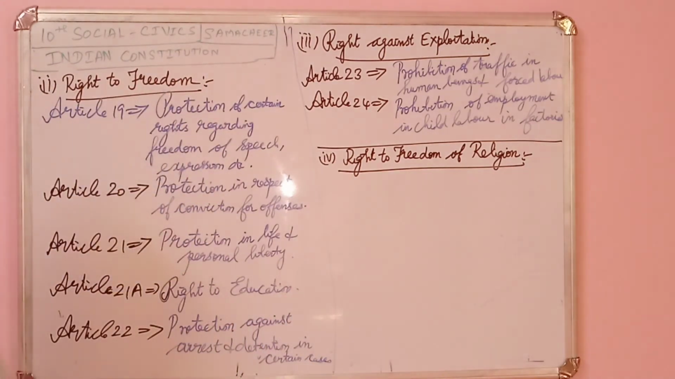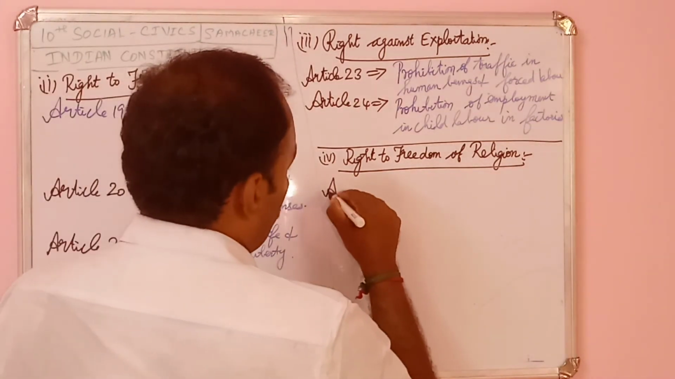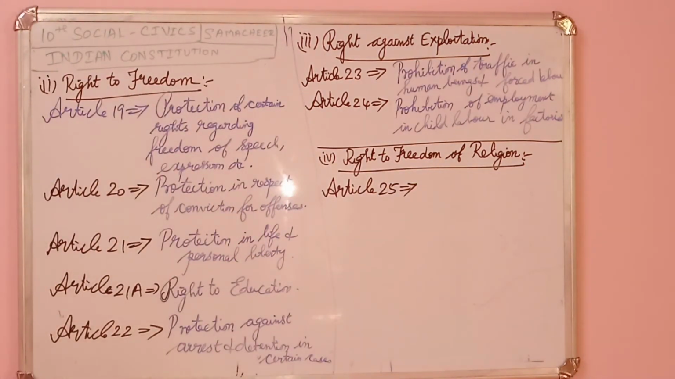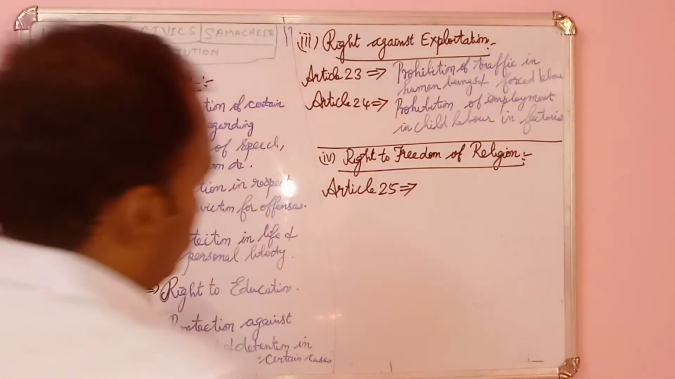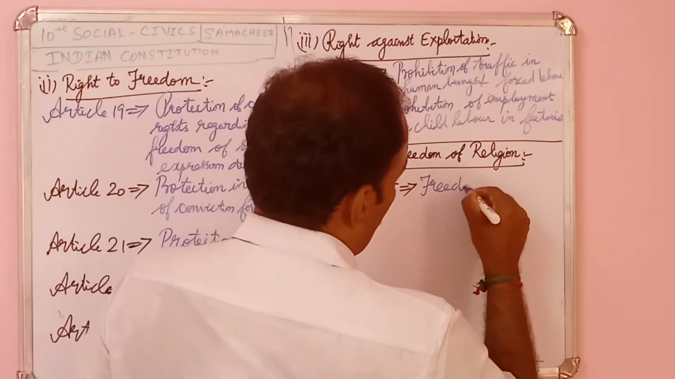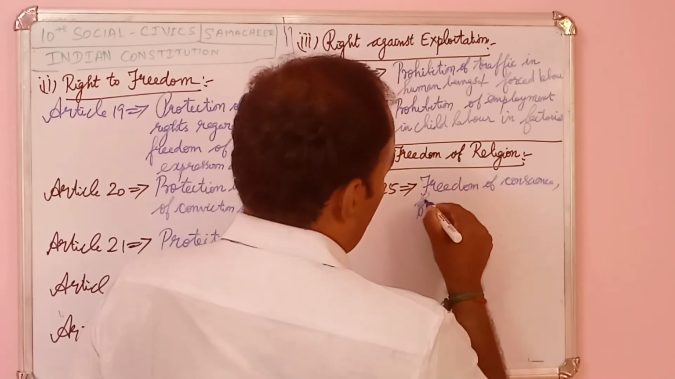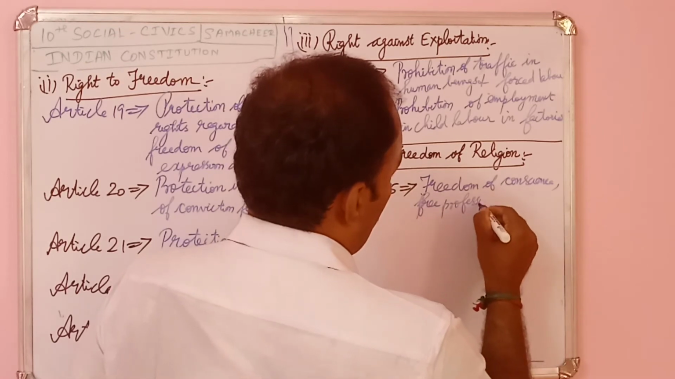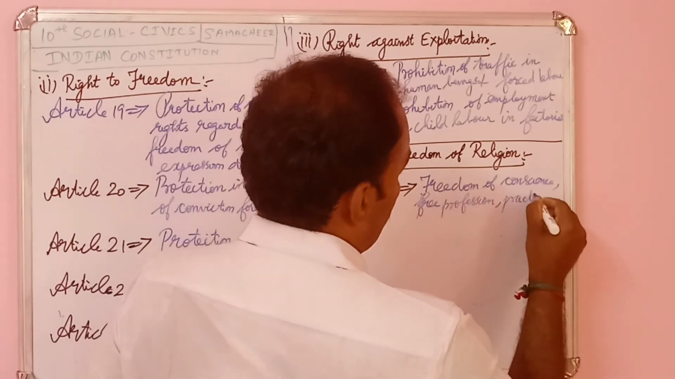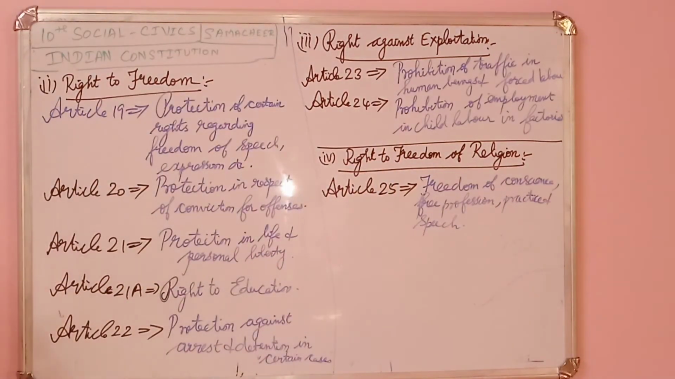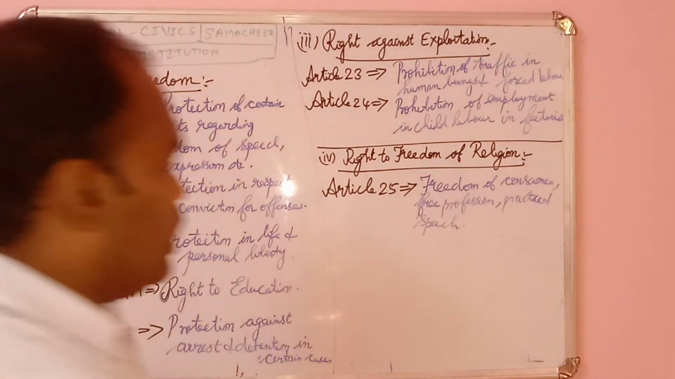Right to freedom of religion. Article 25. Article 25 is freedom of conscience, free profession, practice, and speech, and especially about religion.